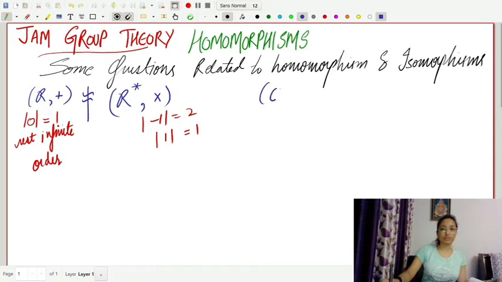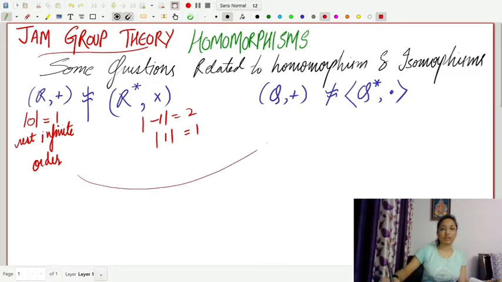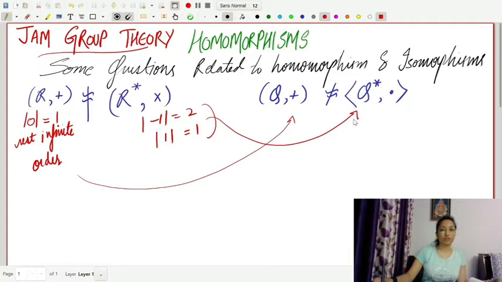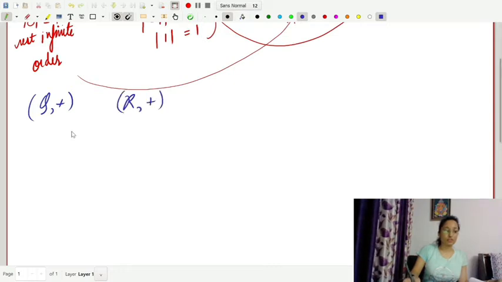Second example, rationals under addition is not isomorphic to non-zero rationals under multiplication. The same argument applies in both cases: in this case 0 has finite order while the rest are of infinite order. In this case only two elements are of finite order, the rest are of infinite order. Hence the number of elements of finite order is not the same and hence they are not isomorphic.